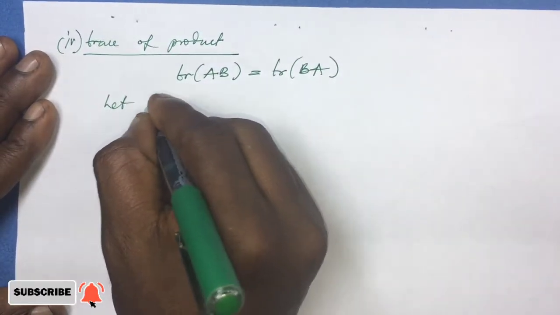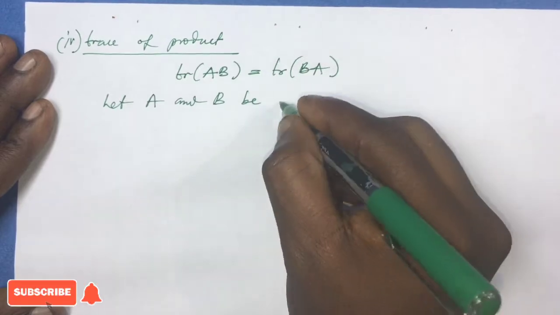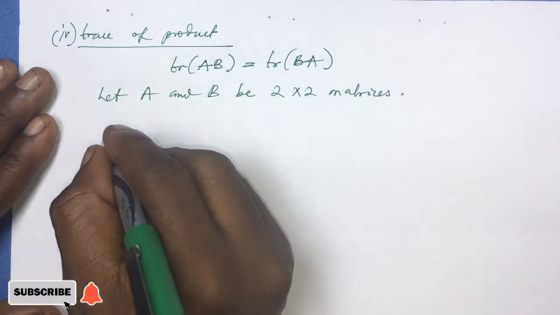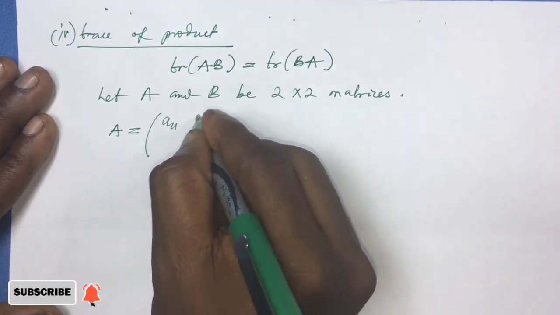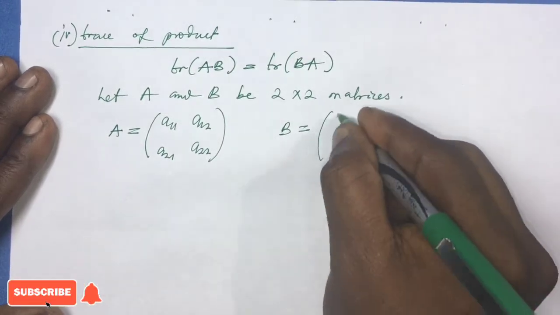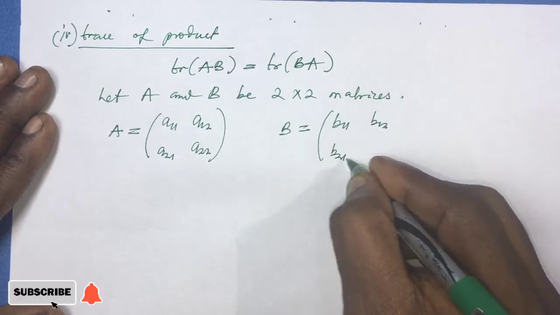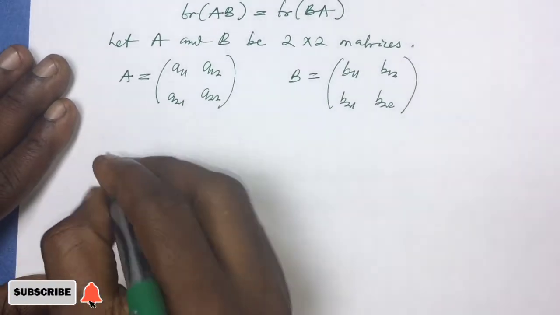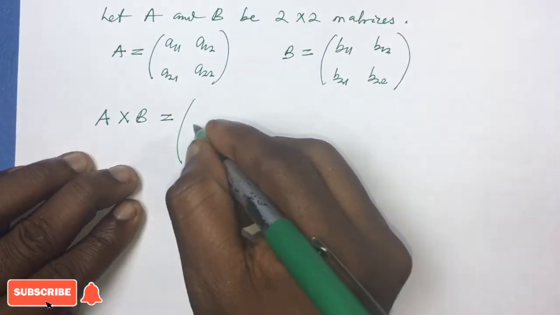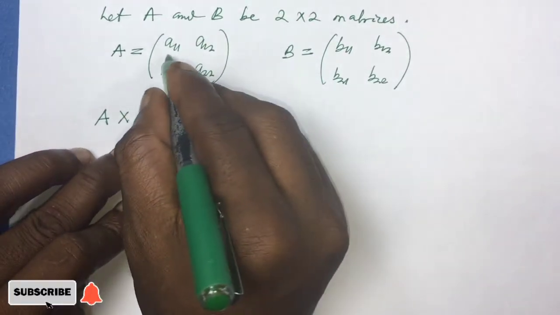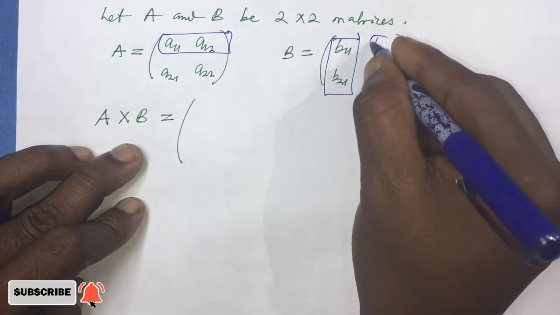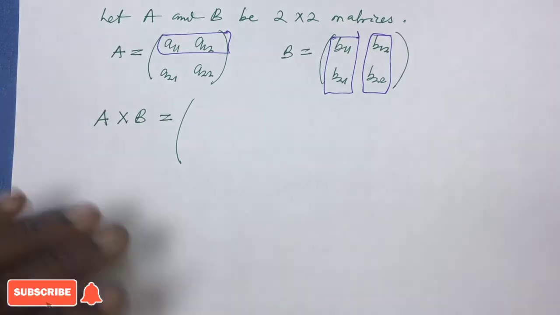So let A and B be 2 by 2 matrices. Okay? So I'm going to write A as A11, A12, A21, A22. And I'm going to write B as B11, B12, B21, B22. Okay? Now, if you multiply A by B, it will give you, using this, the elements of the first row to multiply the elements in the columns of B.